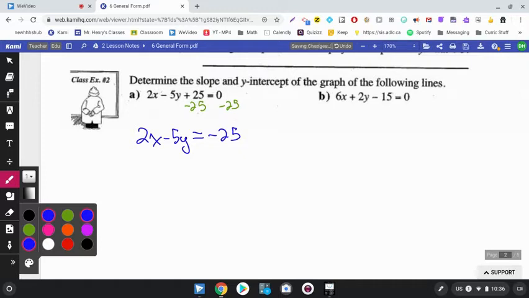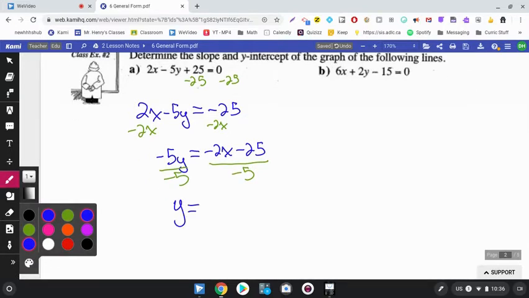Great. And then you say, well, okay, let's continue to get rid of the stuff around the y. The opposite of positive 2x would be subtract 2x. What I do to one side, I do to the other. Negative 5y, don't forget that negative, equals negative 2x minus 25. And then finally I can say, okay, well, you have negative 5 times y, divided by negative 5 to get rid of that. What I do to one side, I do to the other.